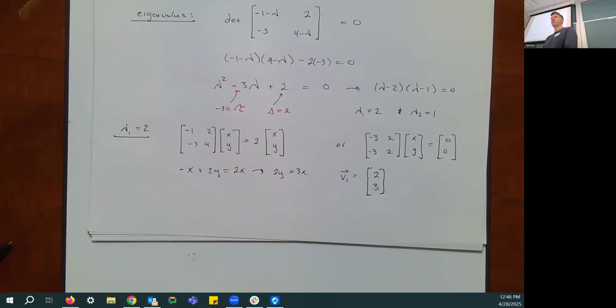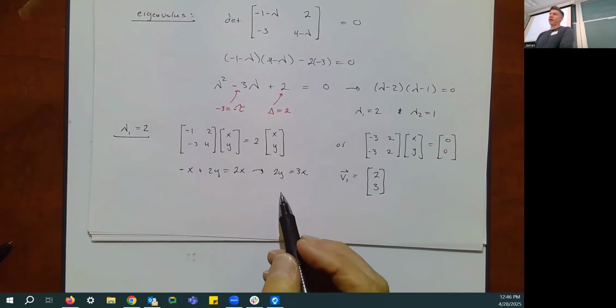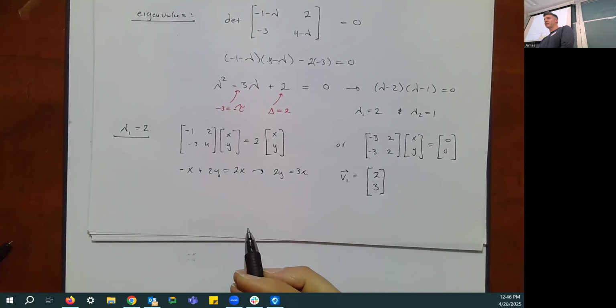Easy peasy. You could do other things. You could solve for y and say y equals 3 halves x, and then pick x equal to 1 and y equal to 3 halves. Or you can make other choices. Not what choice? What are we not allowed to have? Right, the zero vector. You can have a coordinate being 0, though, just not both.